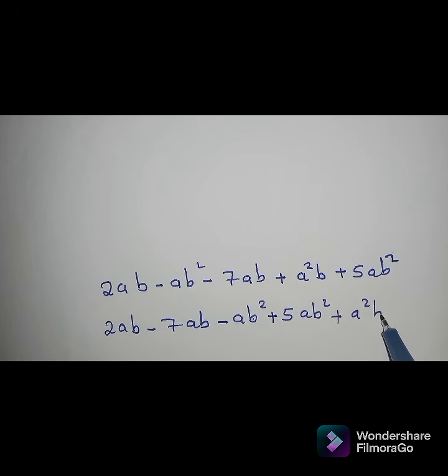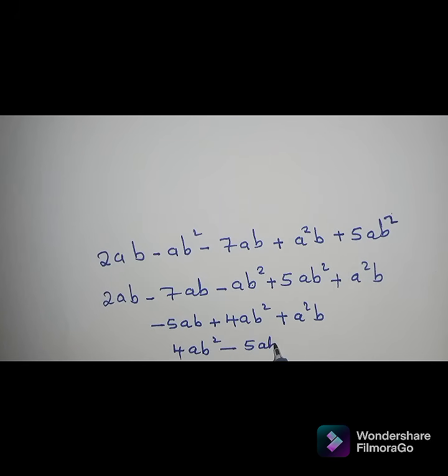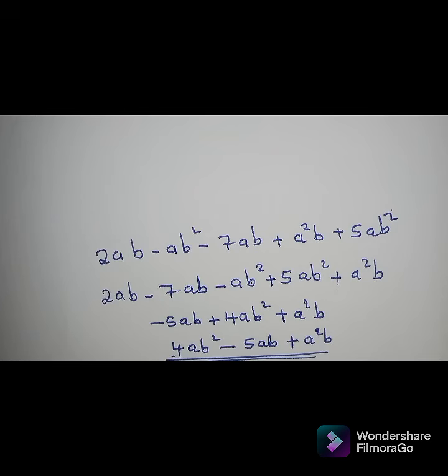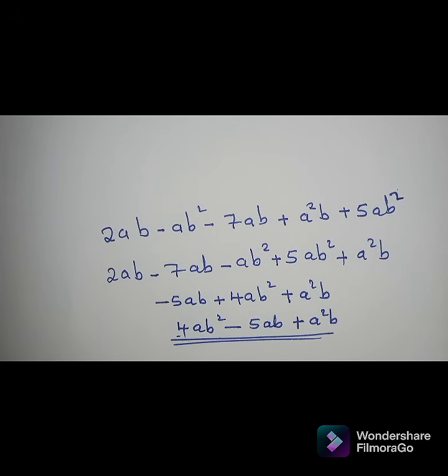Plus a squared b. So this can be added here. So this will give us negative 5ab plus 4ab squared plus a squared b. So here we can start with the number without a negative. Okay, so it will look like this. So this is our answer. So we now go to the next question.